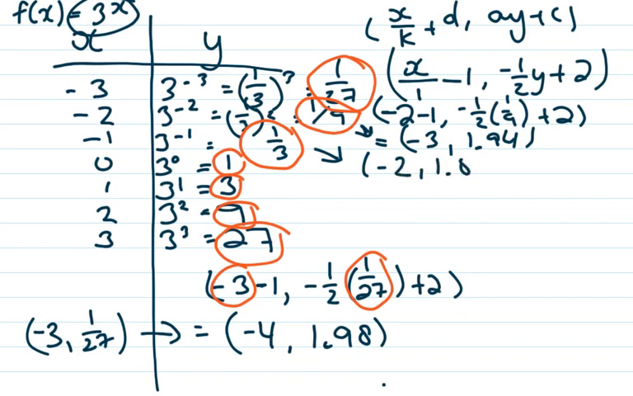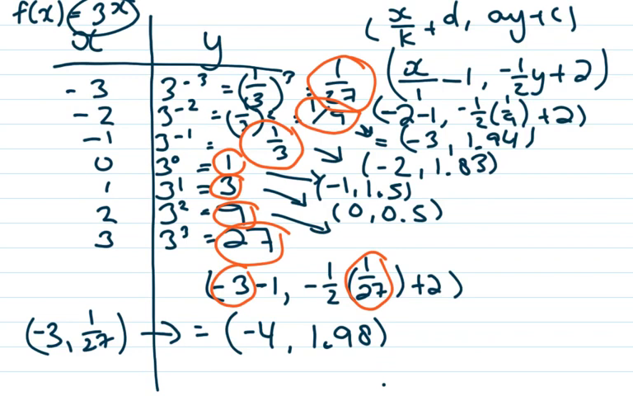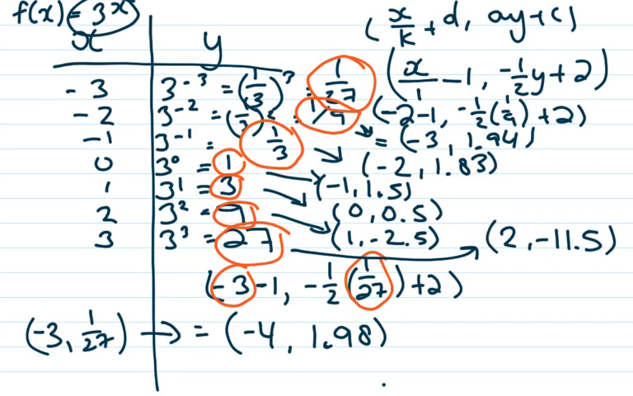Negative 2, 1.83. Negative 1, 1.5. 0, 0.5. 1, negative 2.5. And then the last one is 2, negative 11.5.